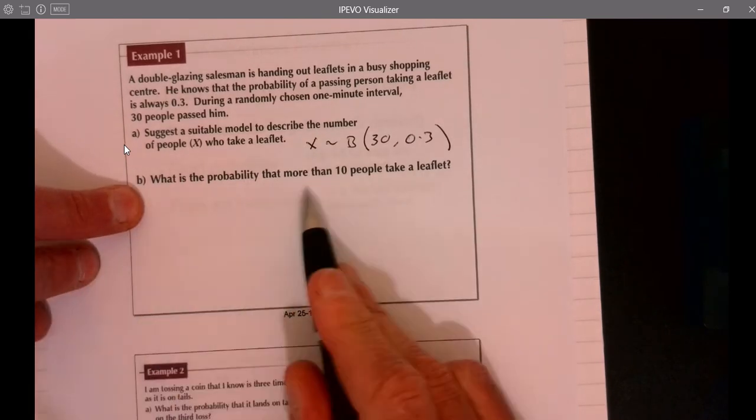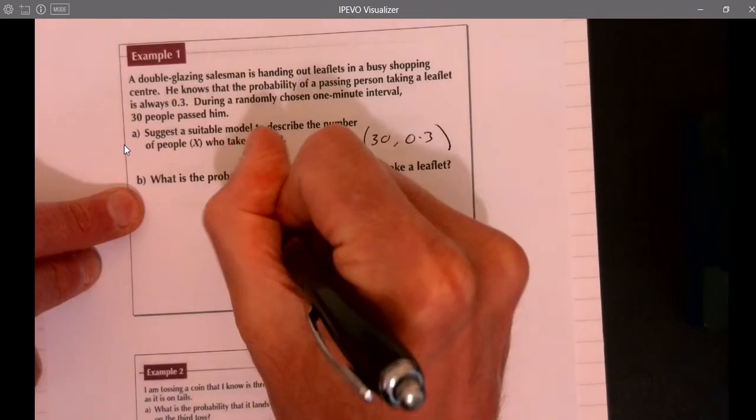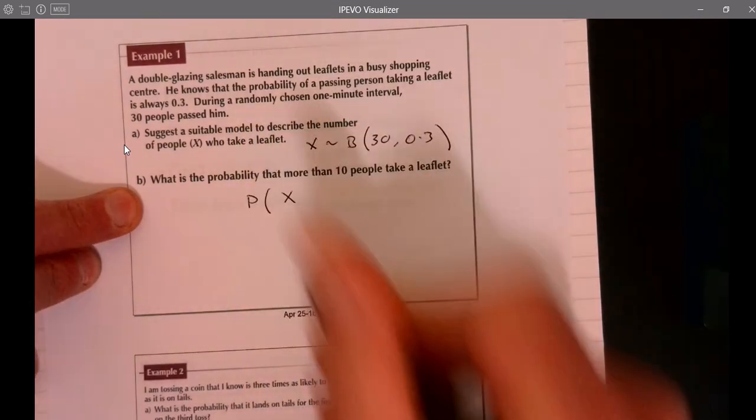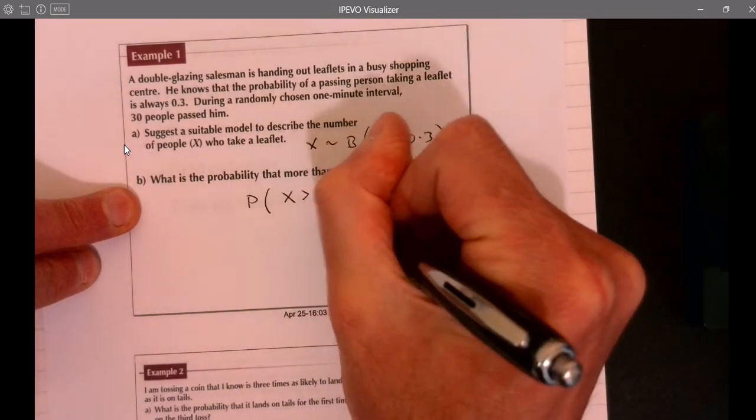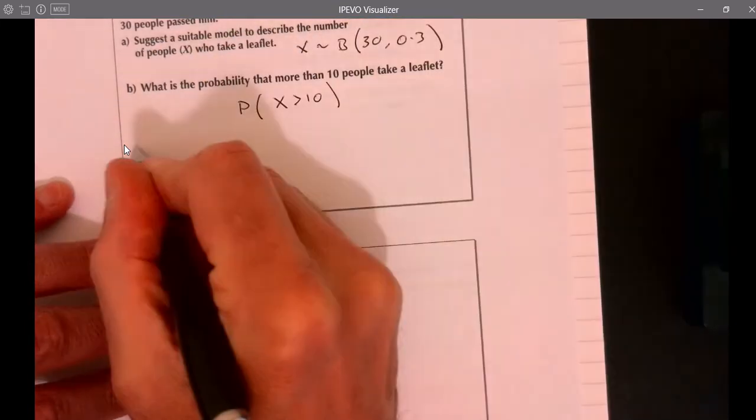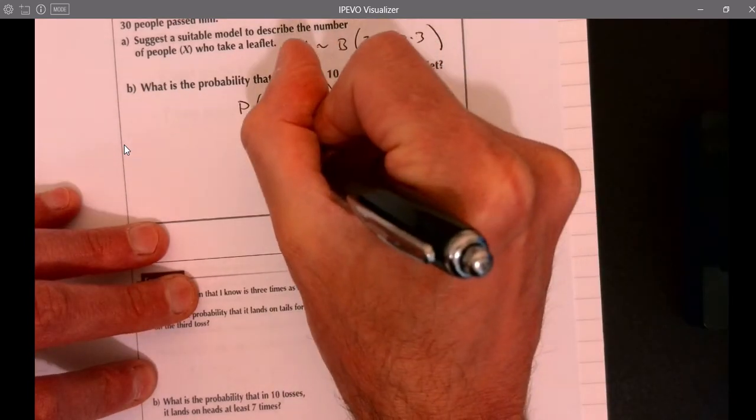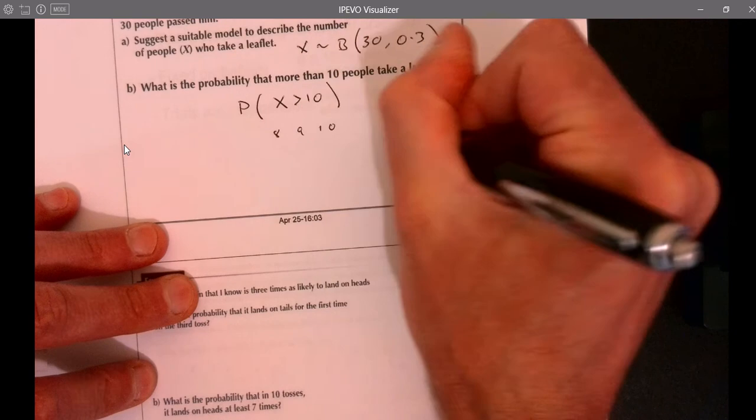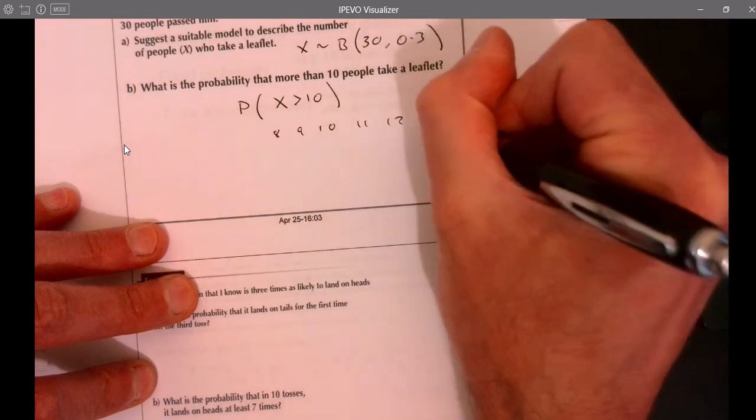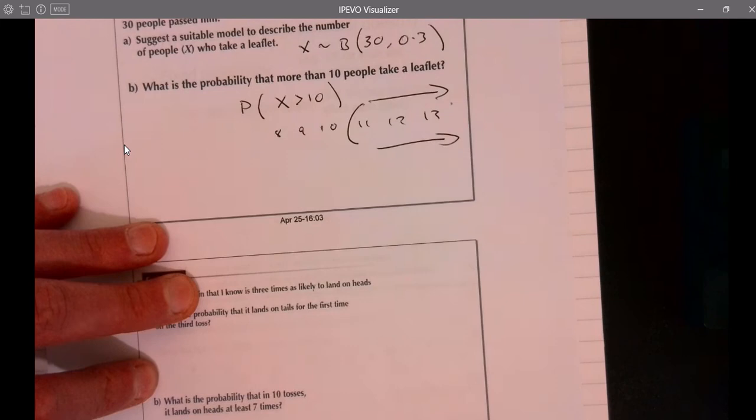Part B, what is the probability that more than 10 people take a leaflet? So we need to work out the probability that x is more than 10. Now if you remember in an earlier one, I said if you're not sure, you write the numbers. Obviously it's a bit much to write all the numbers 1 to 30. But what am I actually interested in? So 8, 9, 10, 11, 12, 13. I'm interested in that lot.